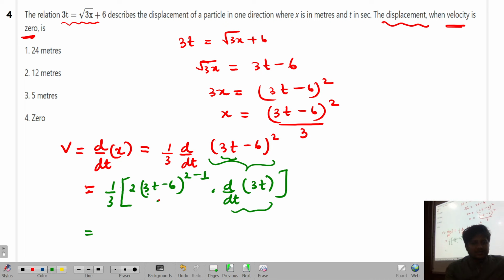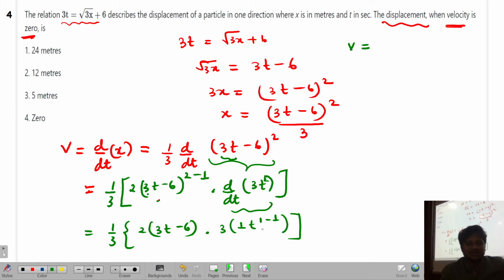Now look over here. I can just write this 1 by 3, 2, (3t minus 6) to the power of 2 minus 1, that is 1, multiplied with d by dt of 3t. What is that going to be? 3 will again come out, d by dt of t, which is t to the power of 1 minus 1. Now do not ask me how I have done it. Please, you need to do a little bit yourself. So velocity will become this. This is again t to the power of 0, and something to the power of 0 is 1. So what I got as the answer is 1 by 3 into this 3 multiplied over here, that is 2 into (3t minus 6).